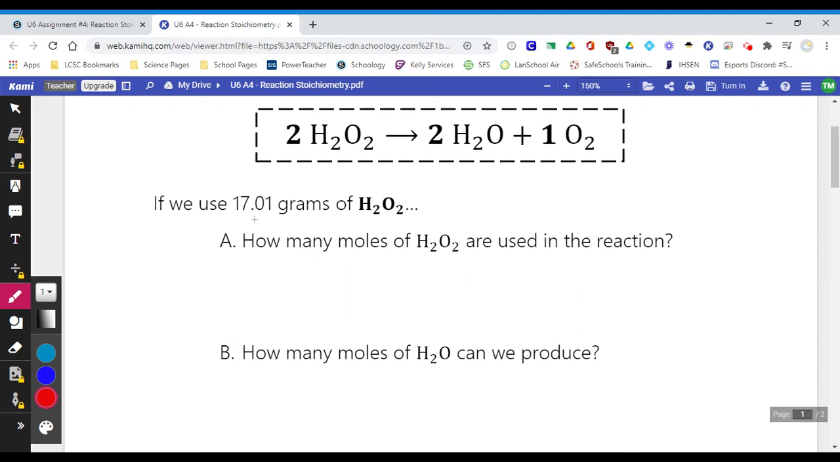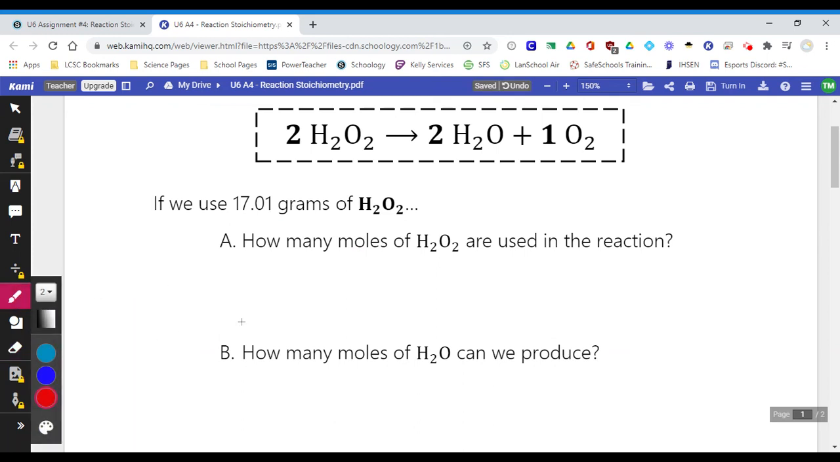Okay, we use 17.01 grams of H2O2 in this reaction. So you have H2O2 breaking down into H2O and O2. And more specifically, it takes two H2O2s to break down into two H2Os and one O2. Okay. How many moles of H2O2 are used in the reaction? In other words, we're starting with 17.01 grams. We want to convert to moles. So let's do that conversion.